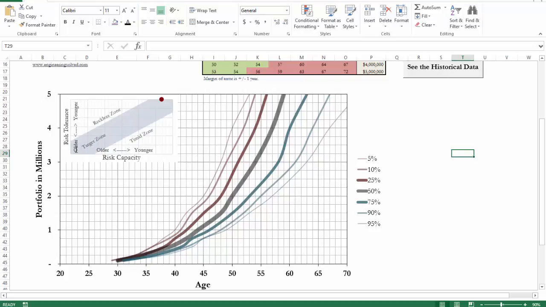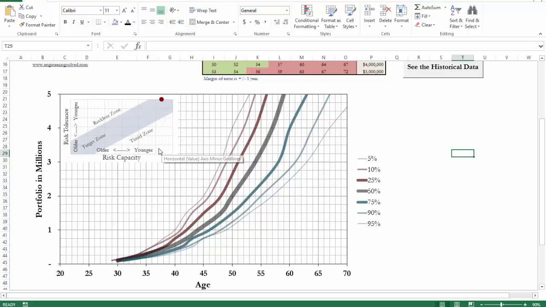Older is on top and younger is on bottom. Because let's say you're very old, you have a very high risk tolerance, but a low risk capacity because you're older. As you're younger, your risk capacity is greater. As you increase in age, your risk capacity is lower. And then here's your target zone. You want an appropriate amount of risk capacity for tolerance based on your age.